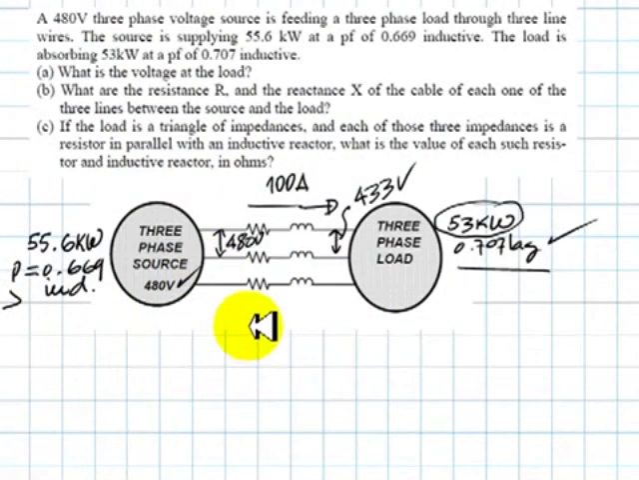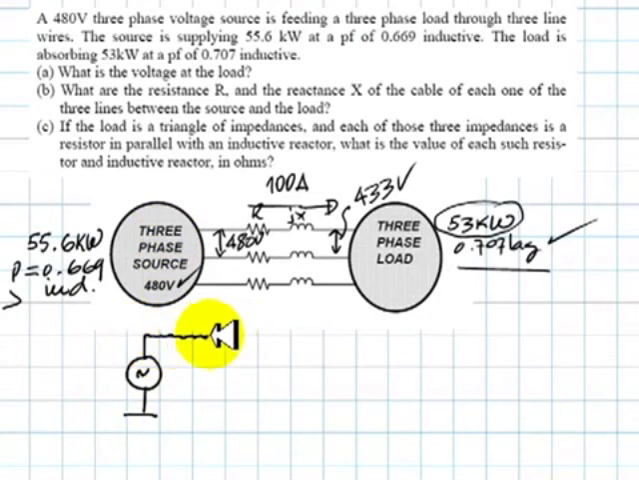Now finally, let's go for part B. What are the resistance R, this R, and the reactance X of the cable at each one of the three lines between the source and the load? For that, allow me to represent only one of the phases of this system, assuming that they are Y-Y. So here's one of the phases of the Y-connected source, and now we have the reactance and the resistance of the cable and one of the Y-connected loads.